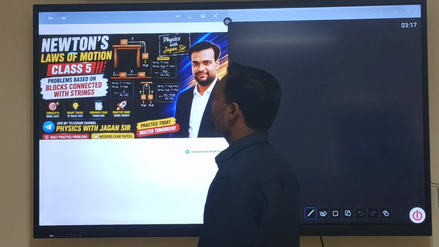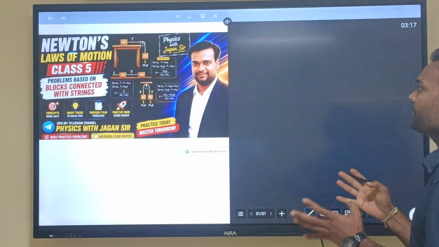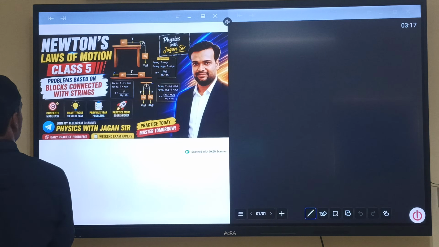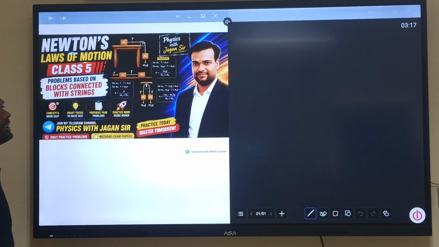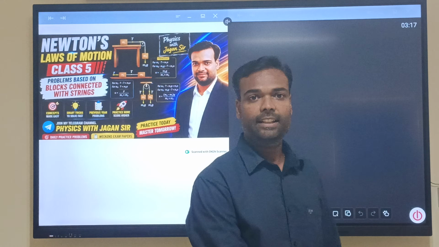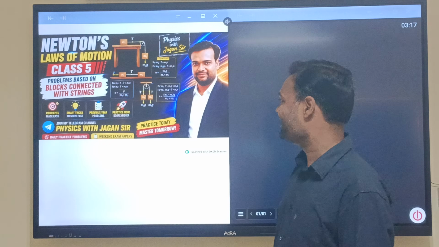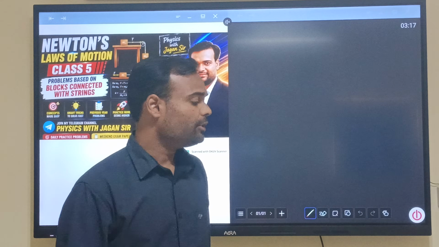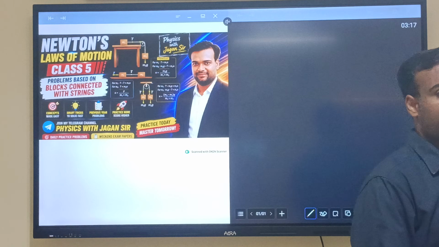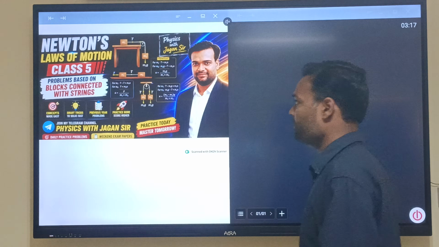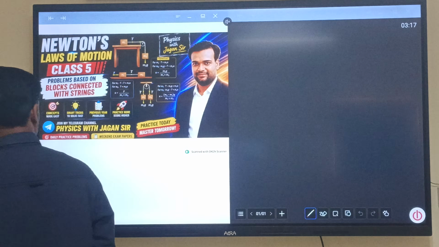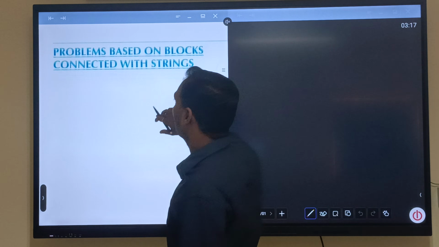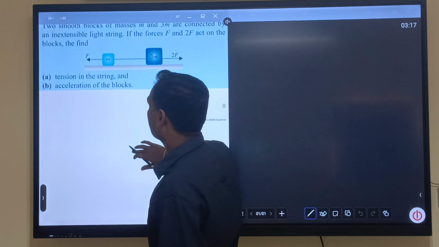And we have successfully completed Newton's laws of motion chapters, 4 classes, and this is the fifth class. In this fifth class we are going to see problems based on blocks connected with strings, right? Note one important point: practice today, master tomorrow. The amount of practice you do for your examination is most important to crack it. That will help you a lot. We are going to see some problems based on blocks connected with strings.